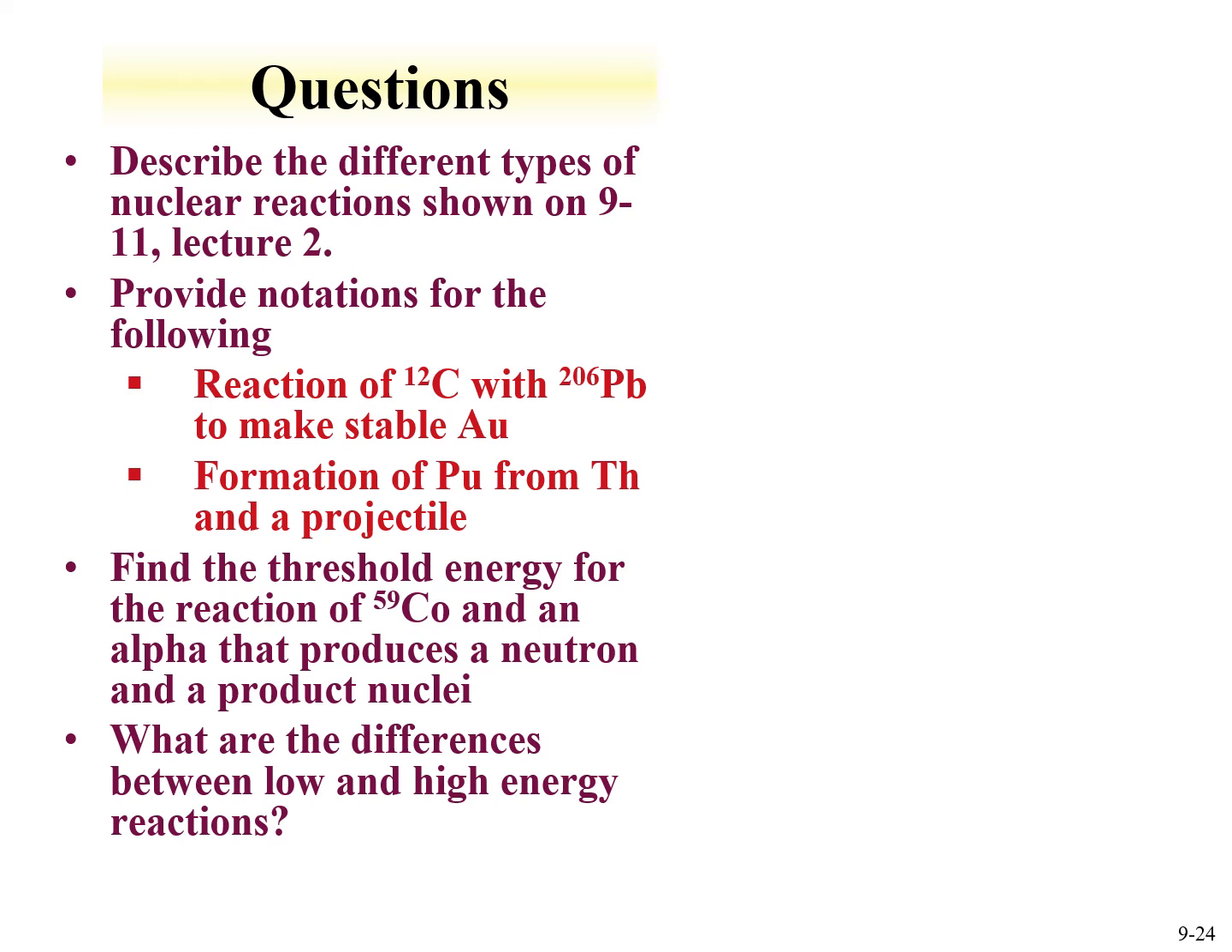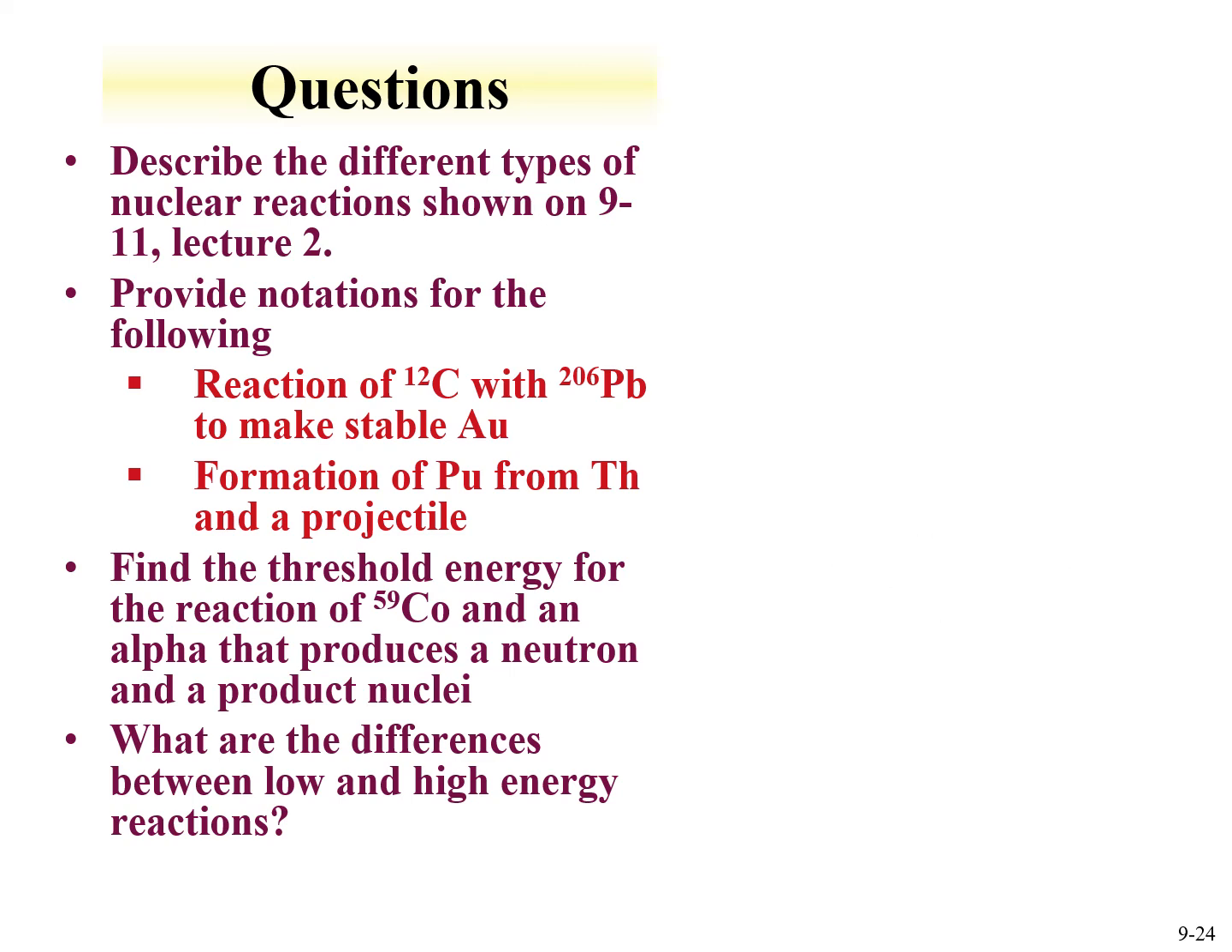As an example shown here, find the threshold energy for a reaction of cobalt-59 and an alpha particle that produces a neutron and the product nuclei. So again, we need to start with our notation for the reaction. Cobalt-59, alpha projectile, neutron comes out. The cobalt, if we go 2Z higher than cobalt, we get to copper. And as opposed to a 4 increase, we only have 3 because one of the neutrons is also a side product. If we use the Q-value calculator, we'll see that the threshold reaction for this is 5.4 MeV.